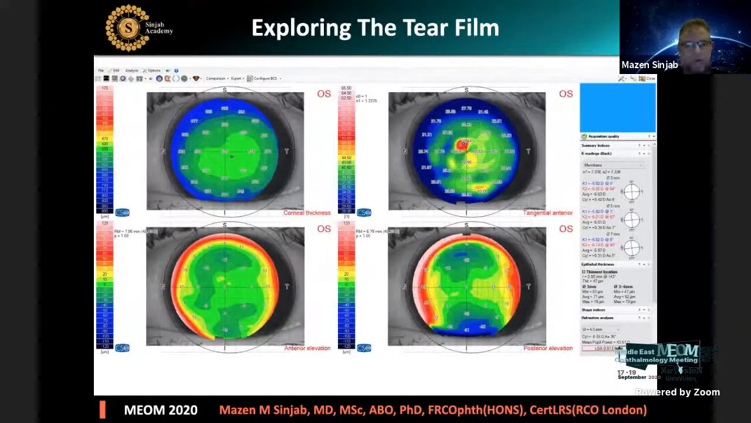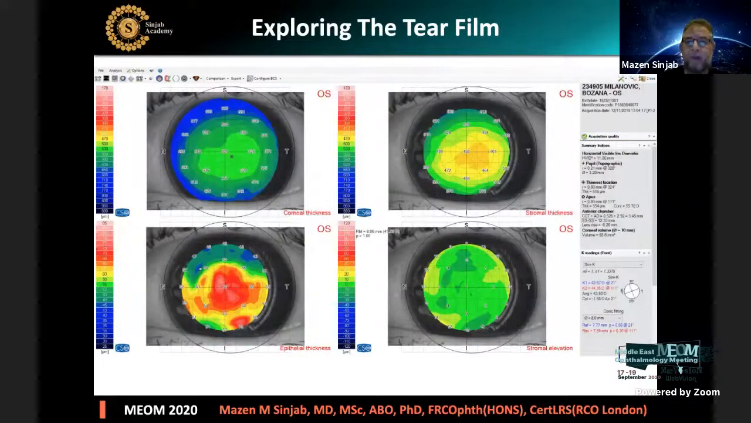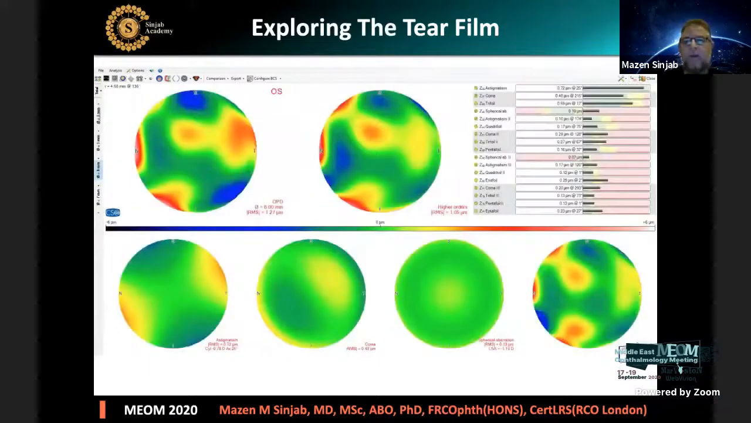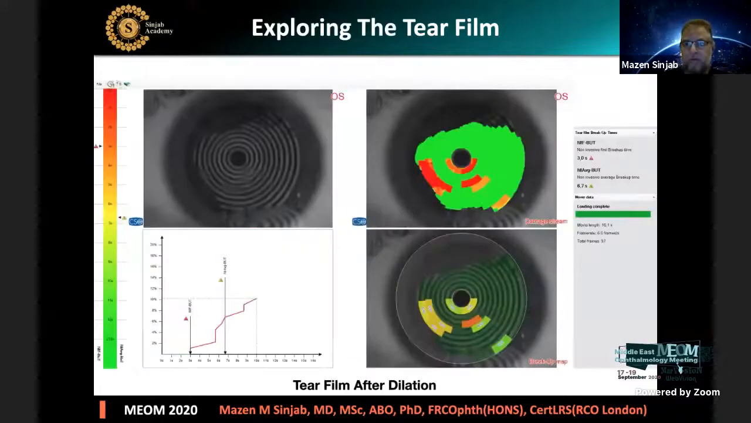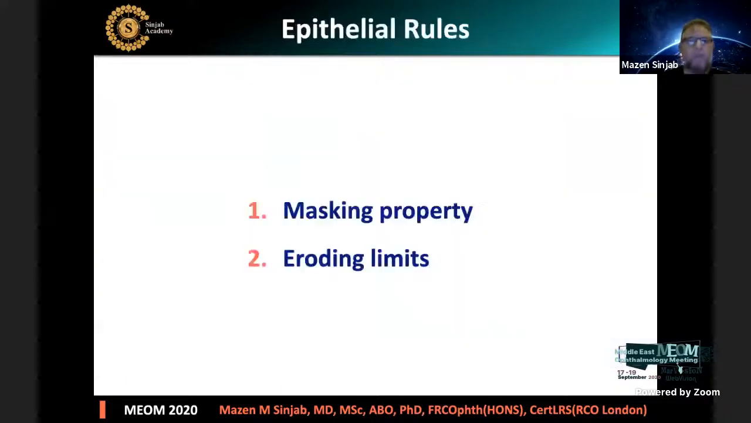This is an example of the irregularity induced by dry eye. In addition, this is a corneal thickening in the center of the cornea, the epithelial thickening because of the dry eye. And this is an induction of high order aberrations. The RMS is 1, which is very, very high, and that's only because of the dry eye. It's very important to measure the tear film breakup time before putting any drops. Look at this tear film. It became abnormal after dilatation of the pupil.